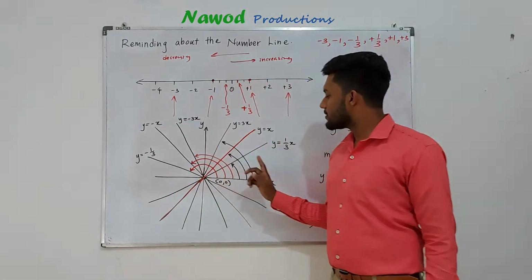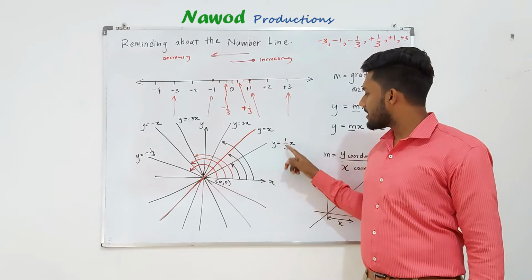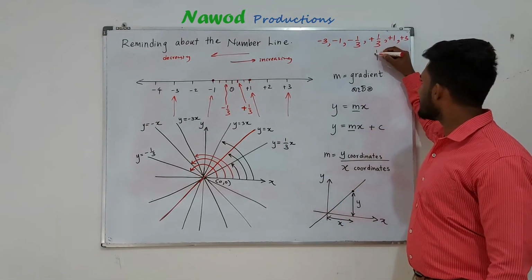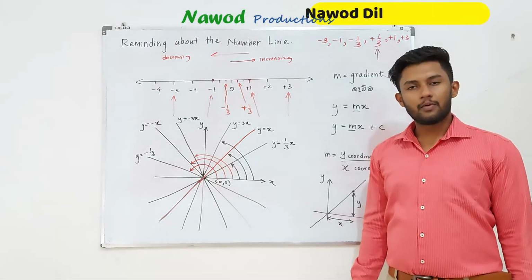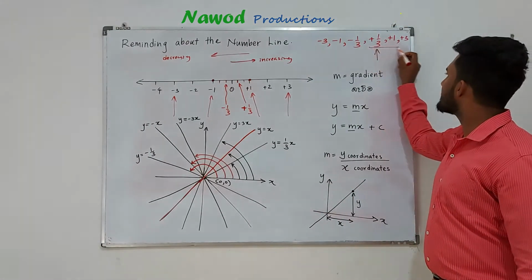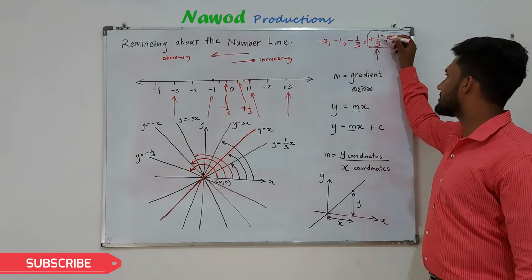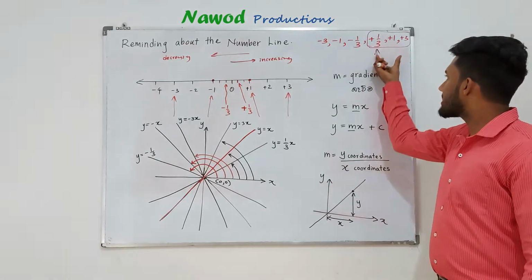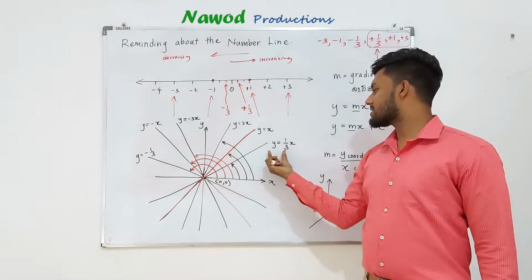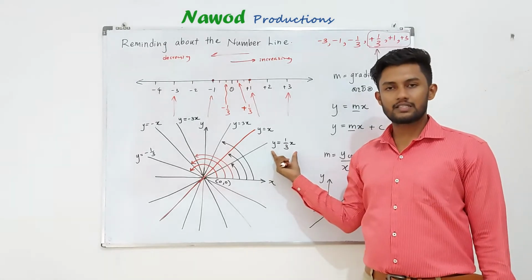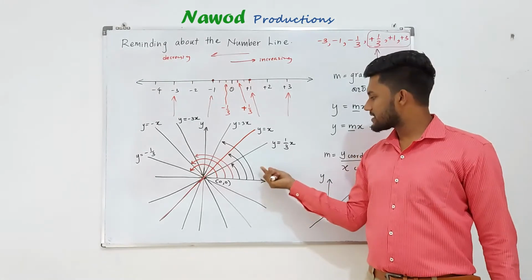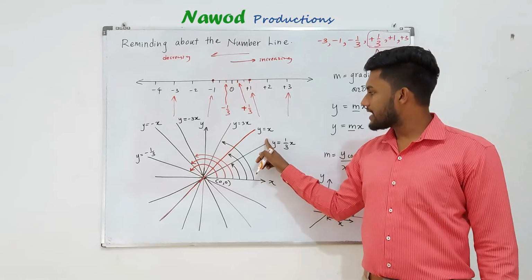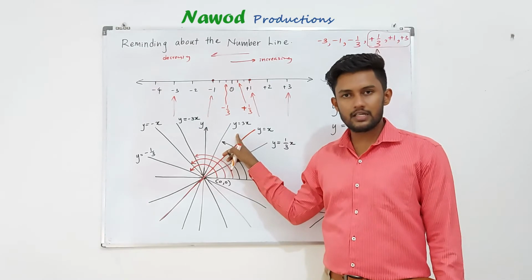Then here you can obtain y equal 1 over 3x first, because it's the smallest number when considering these three numbers. That means 1 over 3, plus 1 and plus 3. Then when considering these three numbers, y equal 1 over 3x is the smallest gradient. Next you have the y equal x line. Then you have the y equal 3x line.